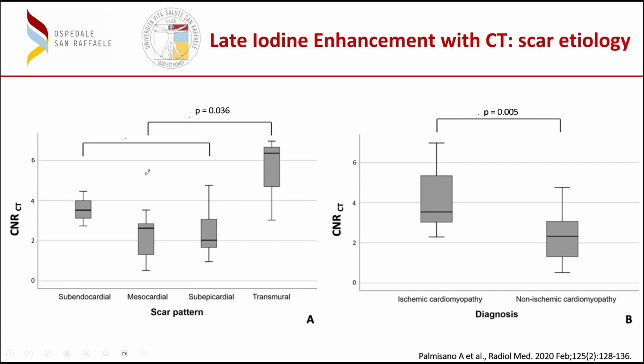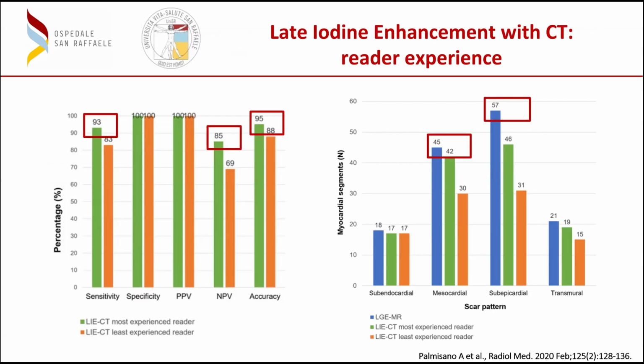And so, what is the impact of this reduced contrast to noise ratio? It is also the experience of the operator. We have compared here two operators with different experience. Essentially, in the ischemic scar, the difference is very limited. But when we go on mesocardial, subepicardial scars that are less dense, the readers with the larger experience perform significantly better than the reader with the lower experience, in particular in terms of sensitivity and not in terms of specificity.